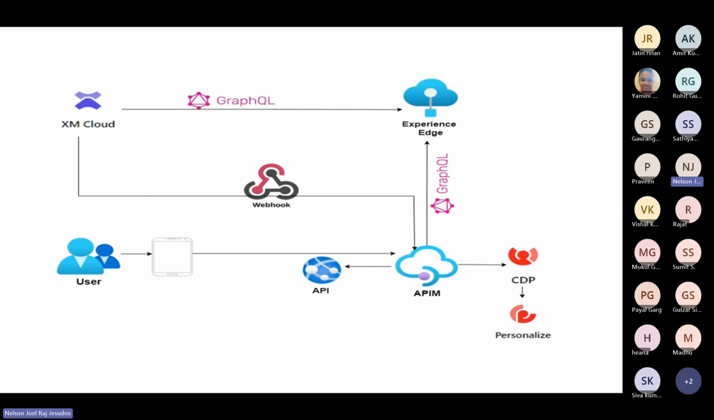Okay, and there's APIM, which is Azure API Management. Basically, that is where we actually deploy our APIs, and from there only we are able to communicate, for security purposes and maintenance purposes as well. And finally we have CDP and Personalize.